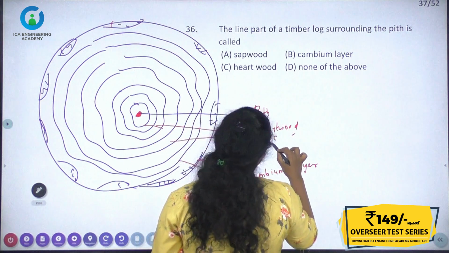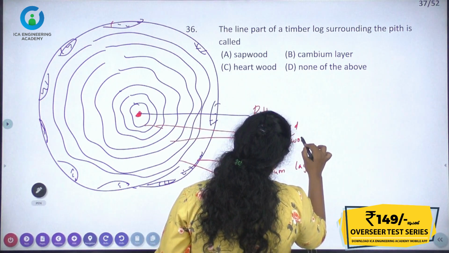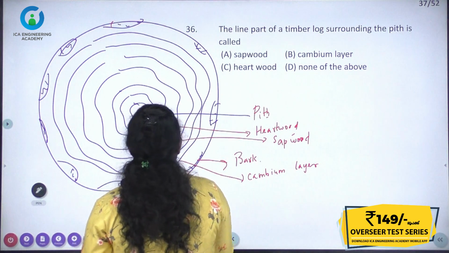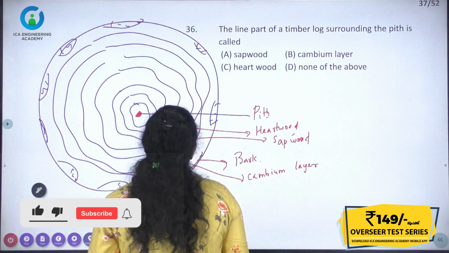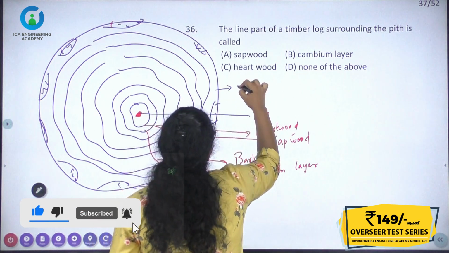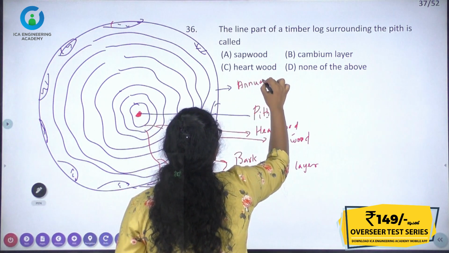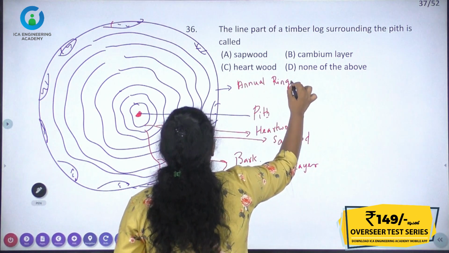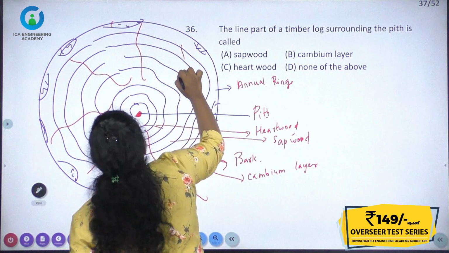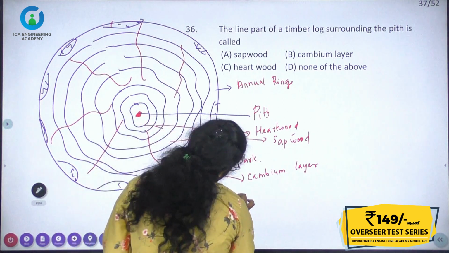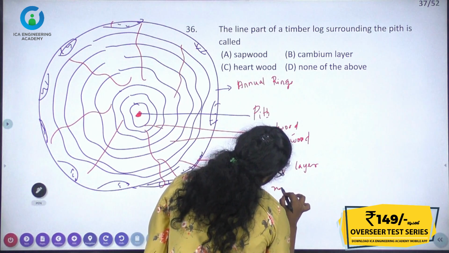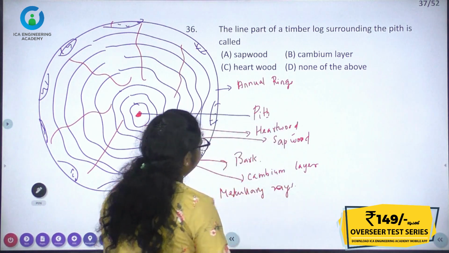Then this is called sapwood. These rings are called annual rings. And then some rays will be there, called medullary rays. So these are the parts.